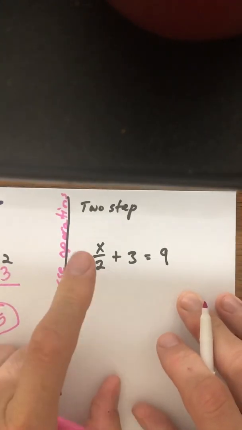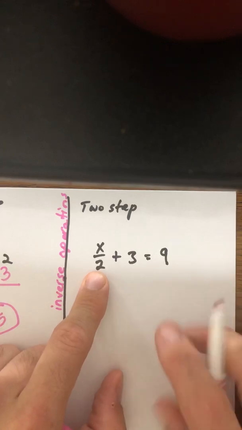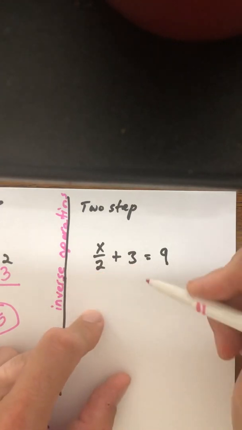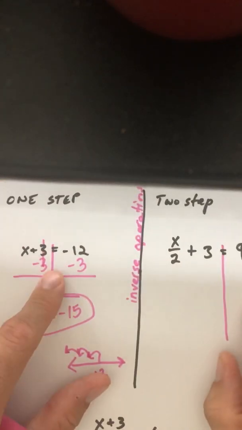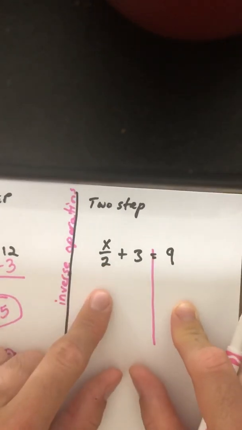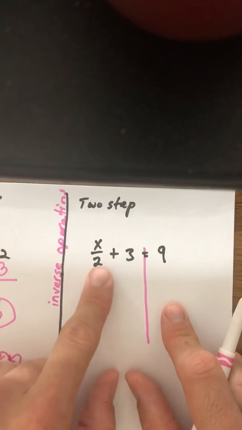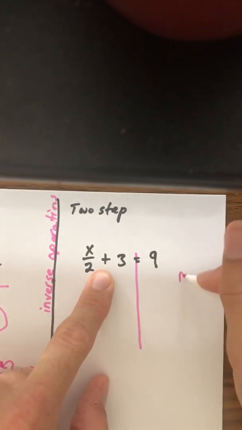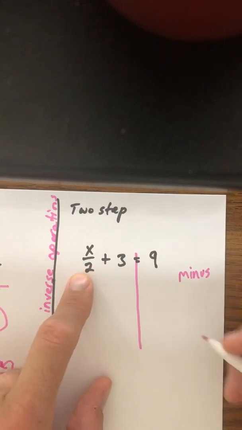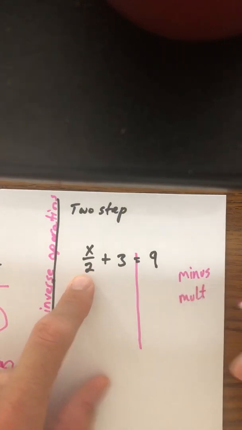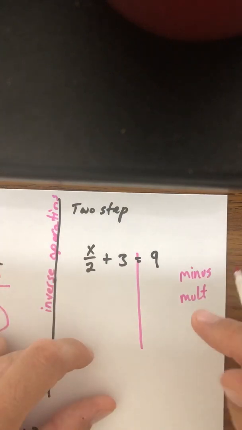This is two-step. I've got one thing here, and I've got one thing here. So here's why it's important. Because here I can use mental math, and here I need to know which to do first. I see plus 3, so I know I'm going to have to minus. And I see divide by 2, so I know I'm going to have to multiply. But what do we do first?